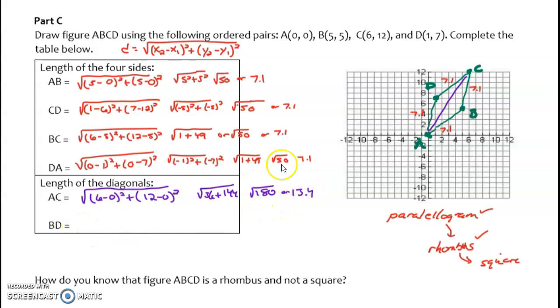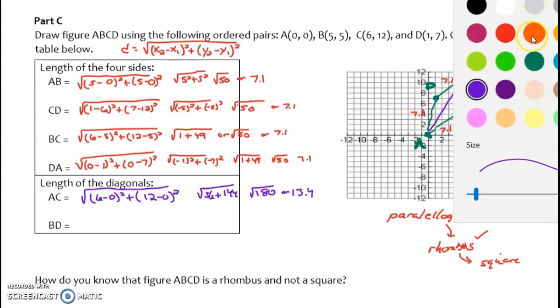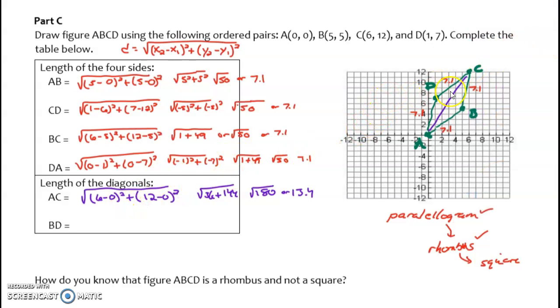Okay, let's see what we get for BD. So now we're going to do BD. Let's change up the color again. Let's go orange. So now we're going from B to D, cut across here. So I'll start here. dx is 1 minus bx, which is 5. And we got 7 minus 5 squared. All right, let's do some crunching here.